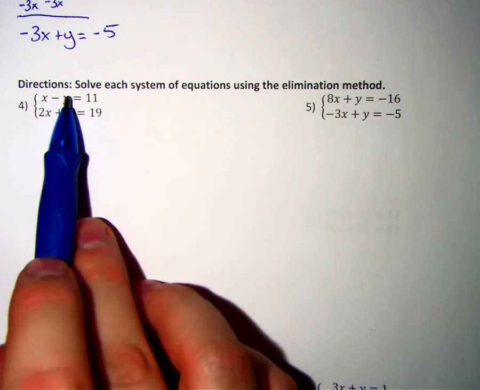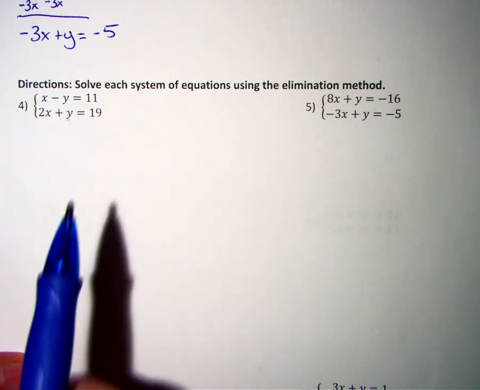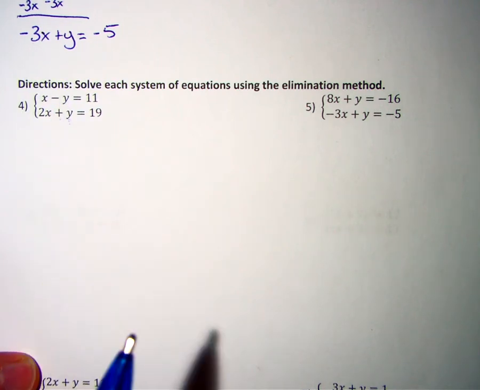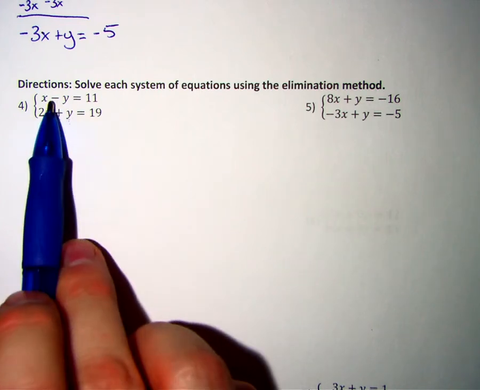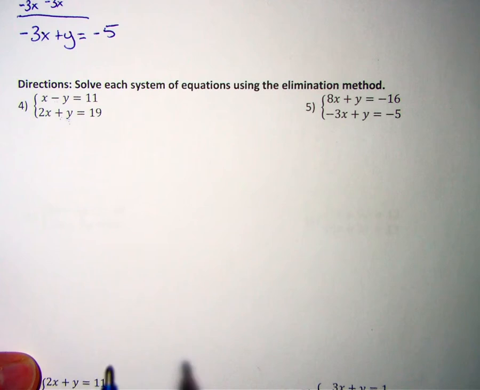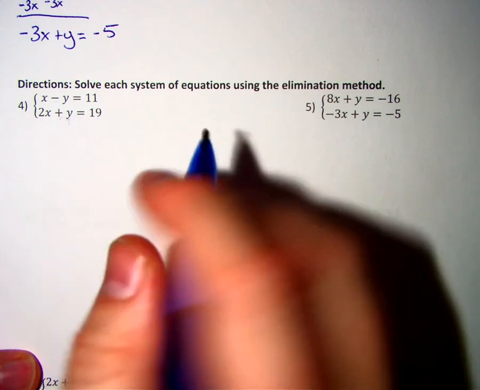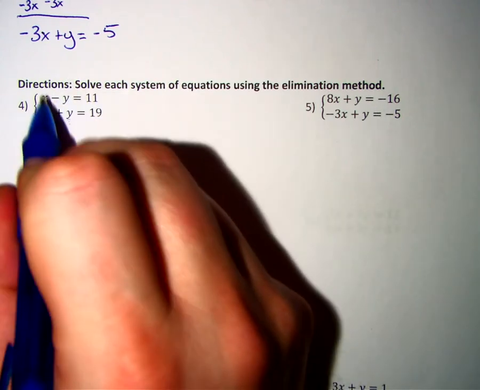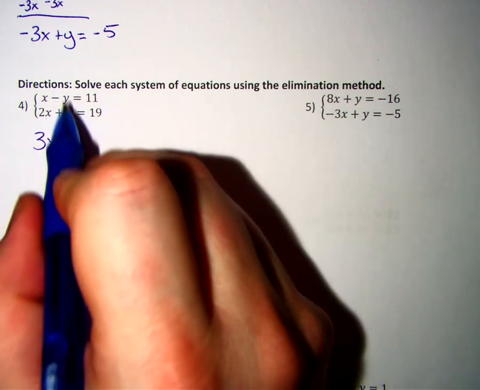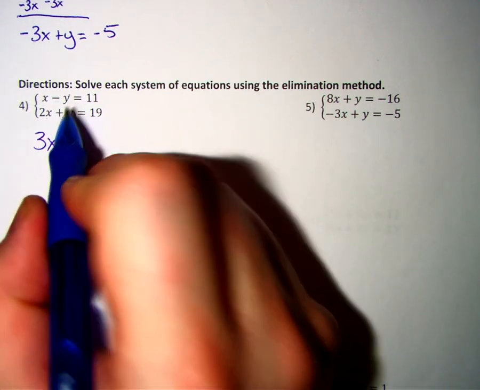Since my y has a coefficient of 1 in front of both y's in each equation, I'm good to go. I can also notice that one equation has a negative y, the other equation has a positive y, which means when I add the two together, they're going to equal 0 and cancel out. So this works something like this. x plus 2x equals 3x. Negative y plus y equals 0.